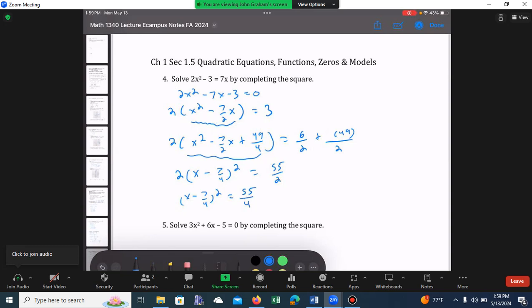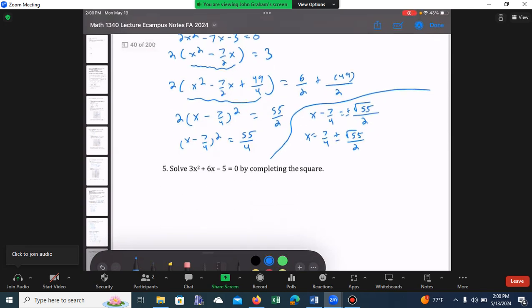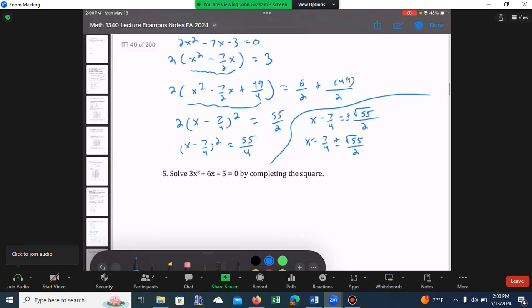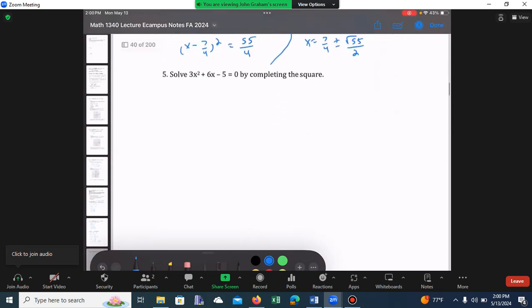Take the square root of both sides. Divide it over here. X minus 7/4 equals square root of 55/2. And then plus or minus, then add over the 7/4. X equals 7/4 plus or minus square root of 55. That is a bit of a harder one, because not only do you have an odd b term, you have a 2 multiplying the x squared.